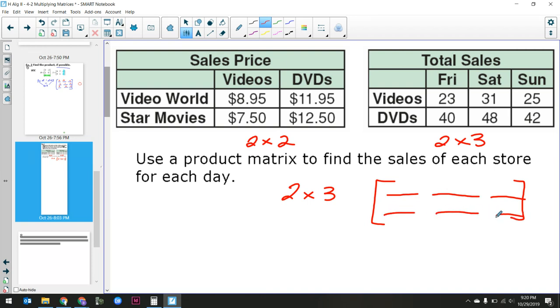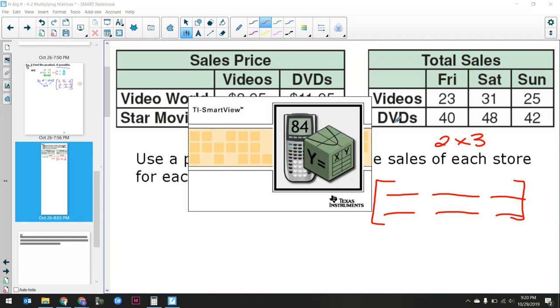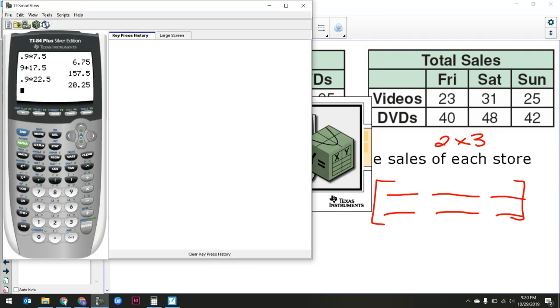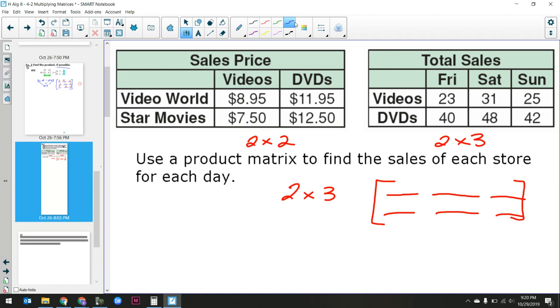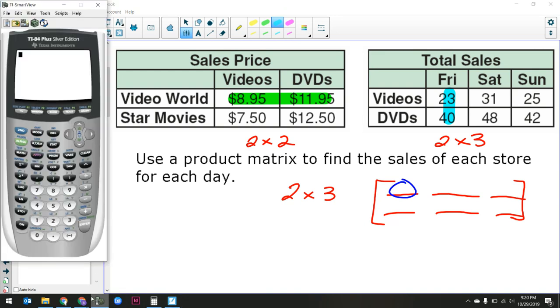All right, so I'm going to pull up my calculator because I don't know these. Maybe there are messy decimals. Okay, so 2 rows, 3 columns. I'm going to go through and ask what my entry is each time. This entry is 1, 1: row 1, column 1. So that is 895 times 23 plus 1195 times 40.